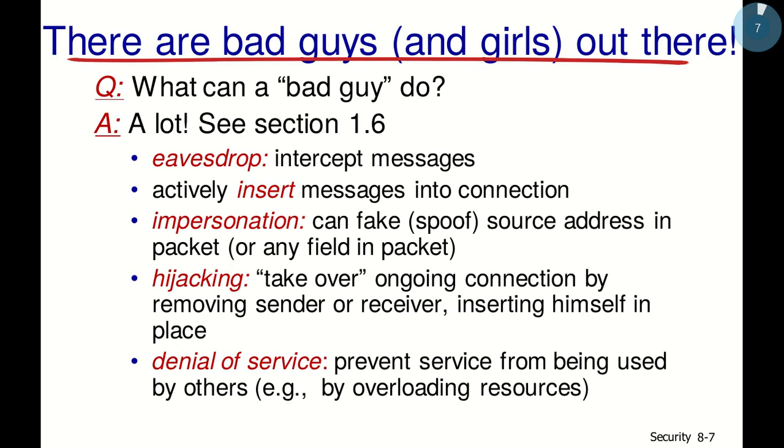Now, what can a bad guy do? So basically, in security terms, this is called attacks. So what are the security attacks? There are many types of attacks, but we are trying to summarize them into, let's say, five points. The first one is called eavesdropping. Eavesdropping is basically intercepting messages, or just listening to the communication happening between the communicating parties.